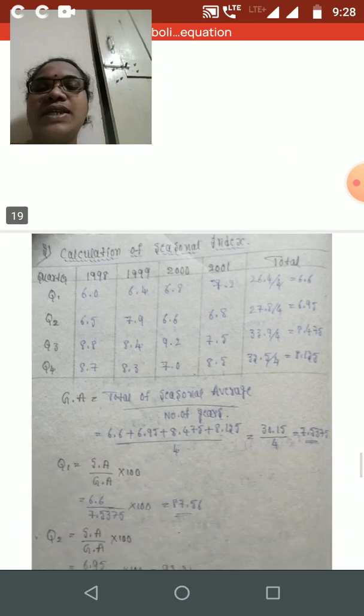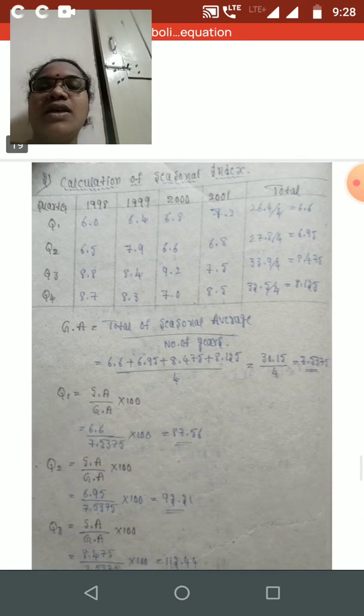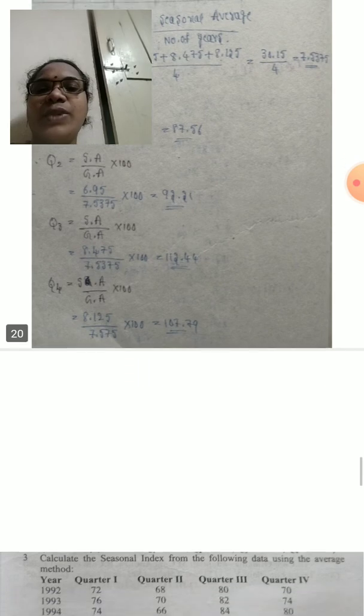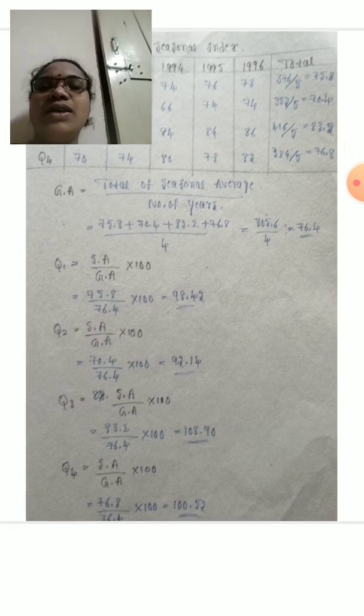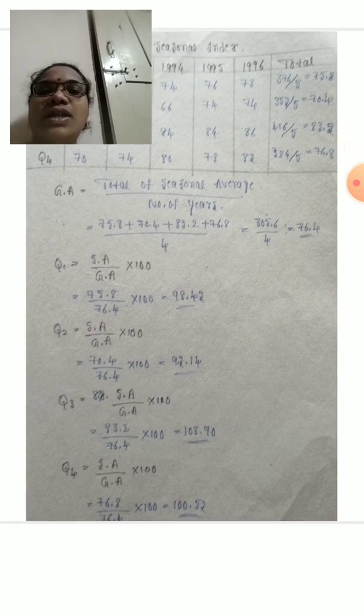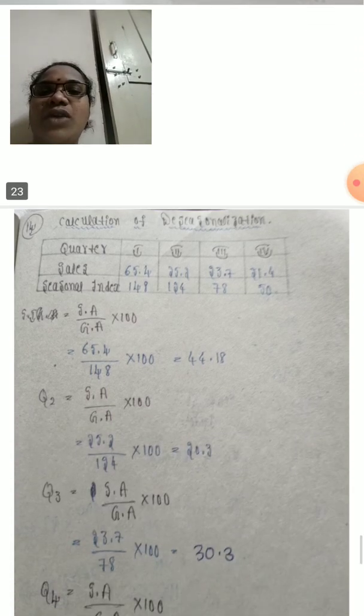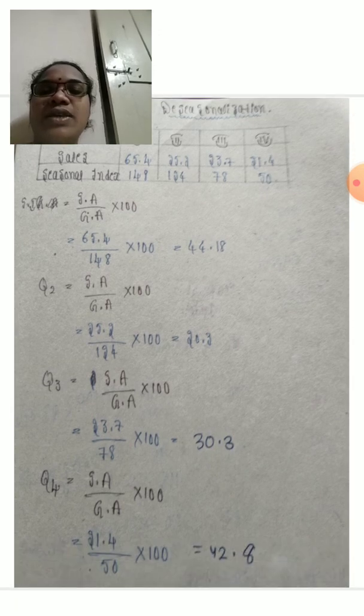Now, for seasonal index, the formula is seasonal average by gross average into 100. In deseasonalization, sales and seasonal index are both given, and the formula is sales by seasonal index into 100.